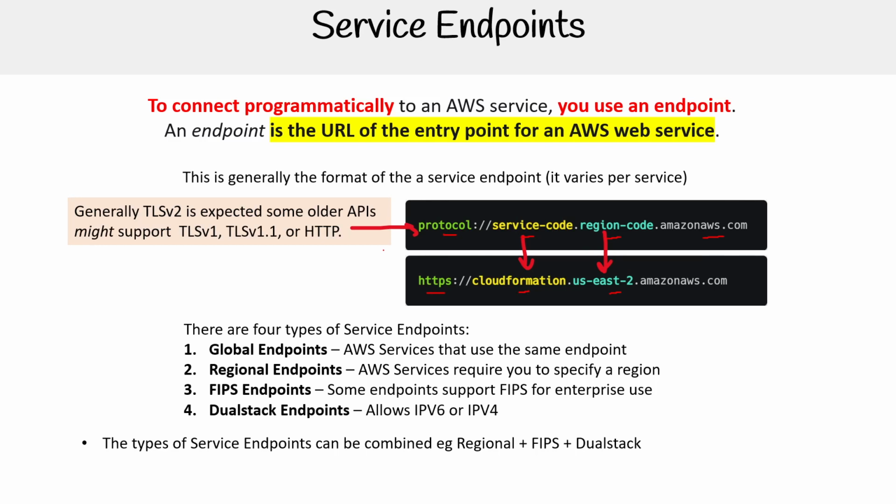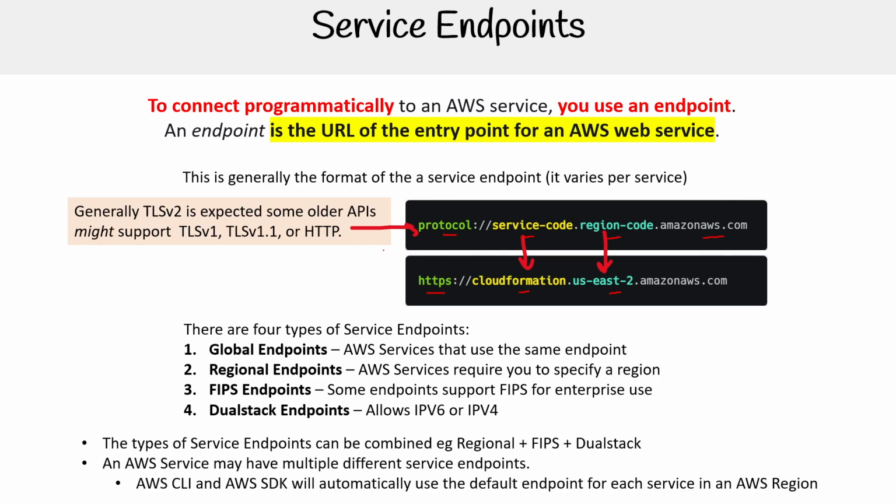Then there are types of service endpoints that can be combined. You could have a regional plus FIPS plus dual stack, so you can see there's a lot of variation there. AWS services may have multiple different service endpoints, and the AWS CLI and SDK will automatically use the default endpoint for each service in an AWS region. And I should say that you can change the endpoint out for the CLI or SDK via a configuration option.